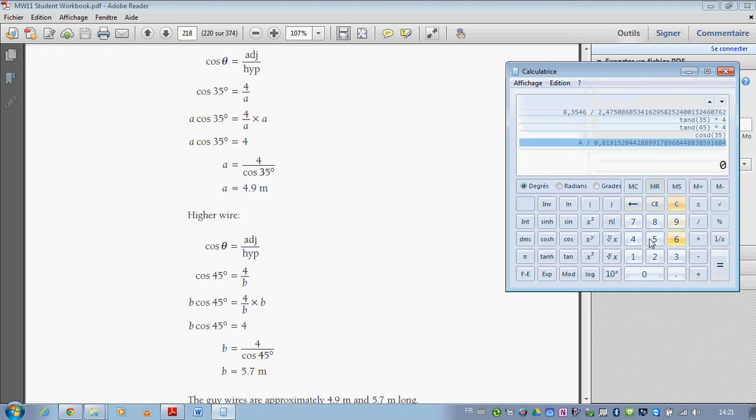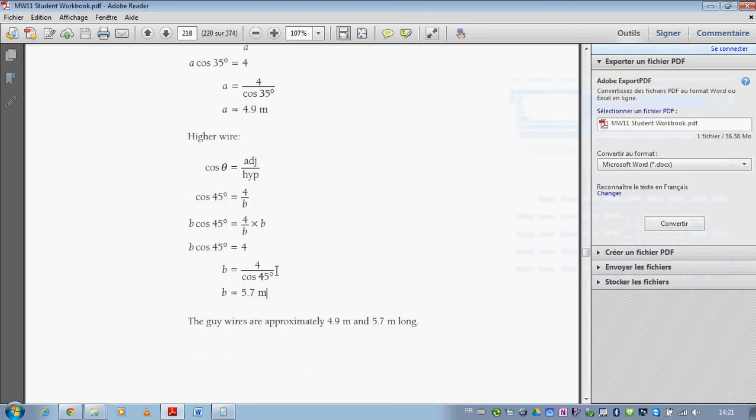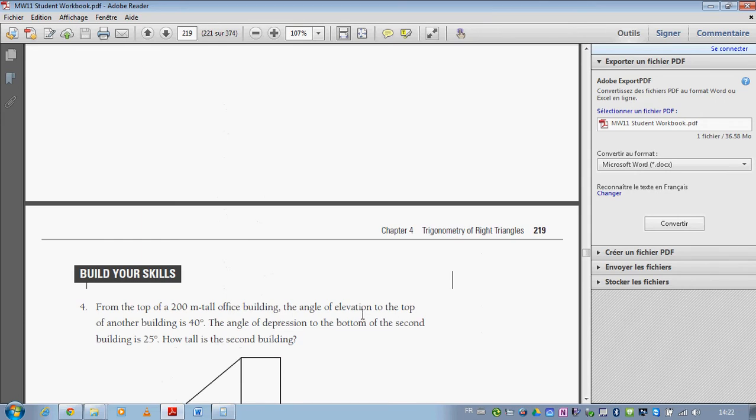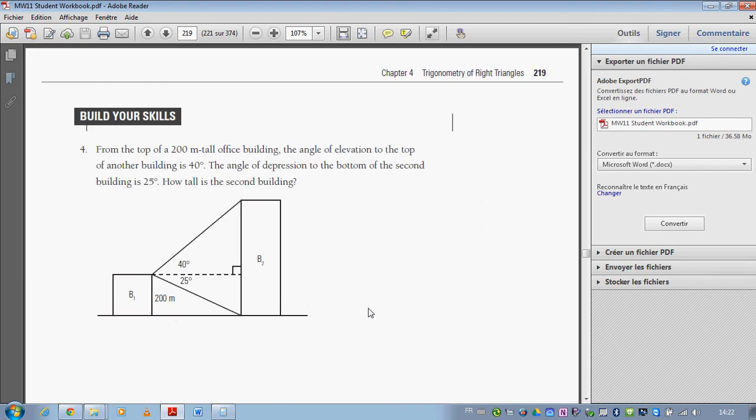So doing that, so 45 and then cos, and then 4 divided by that answer, gives me 5.6568, which they rounded to 5.7 meters. Okay, so that's how they approximated the lengths of each wire. At this point, you can pause the video and attempt the questions on page 219 of your workbook.